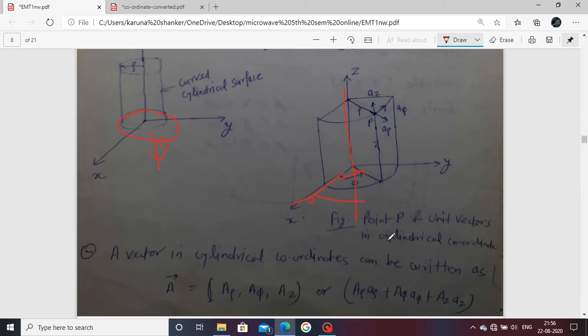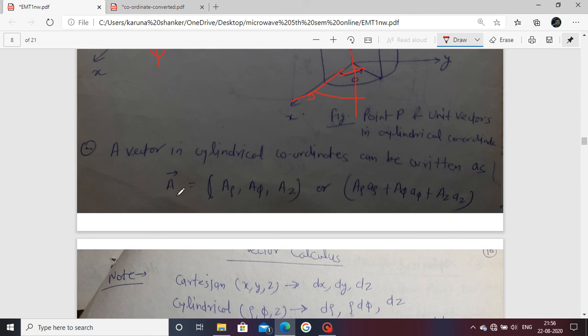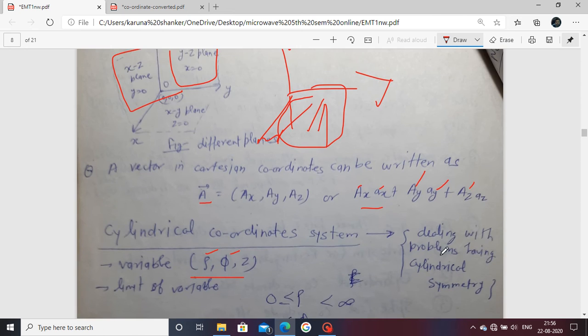Now the representation in vector form: a vector is represented as a magnitude and its unit vector. You note how a vector in cylindrical coordinates is represented, and how it is represented in Cartesian coordinates, like this.